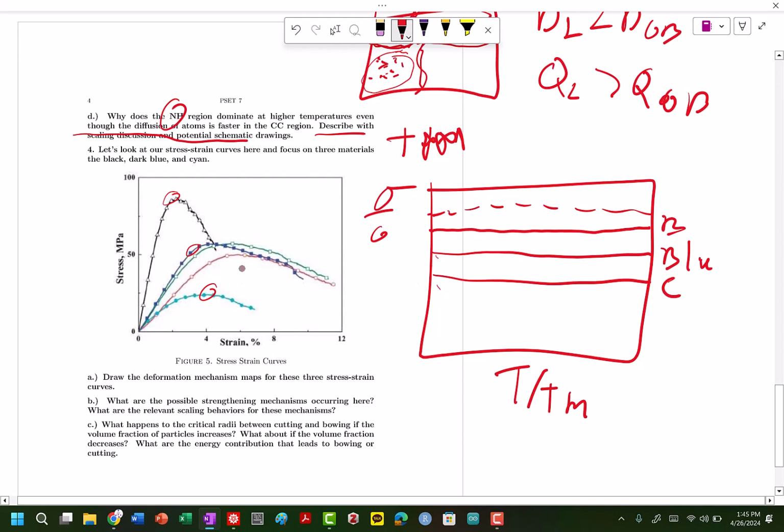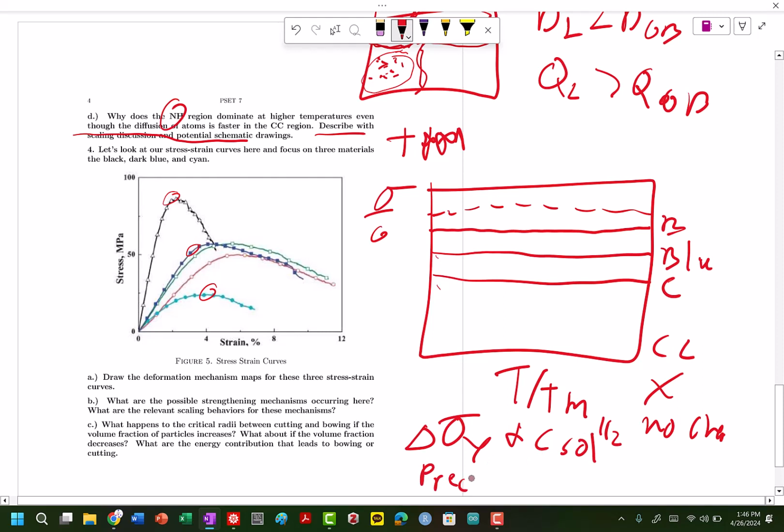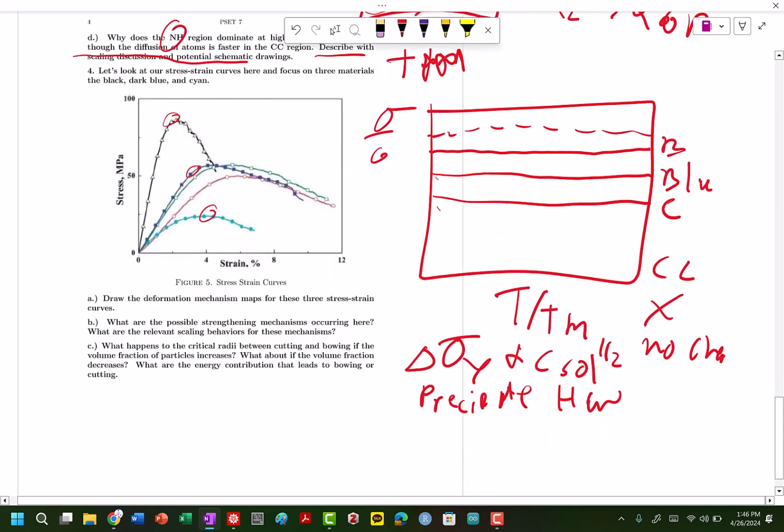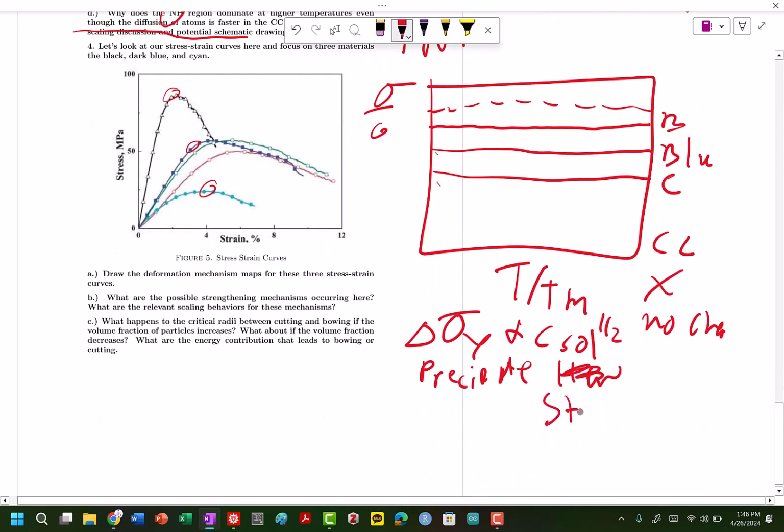These are also 3 different materials. So basically, the Coble creep region will not change, because the change in yield strength is correlated to the concentration of solute to the 1/2 power, or they're going to be precipitate strengthened. I shouldn't say hardened, excuse me. Precipitate strengthened. So those are the mechanisms that will occur here.